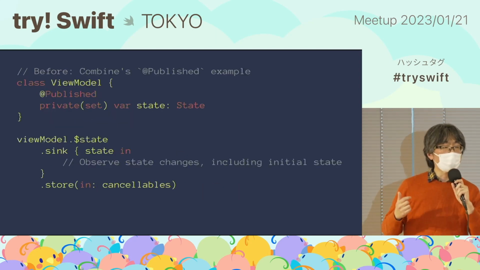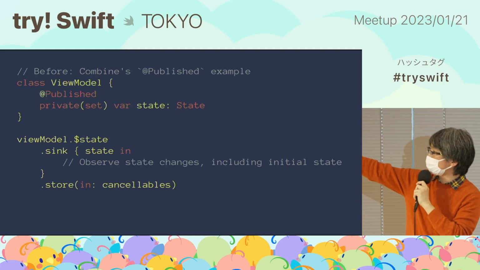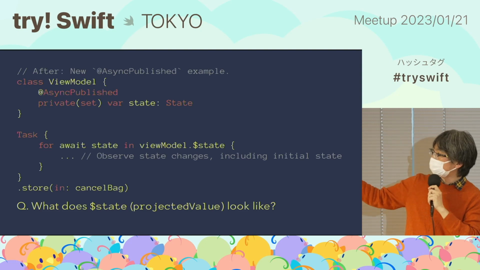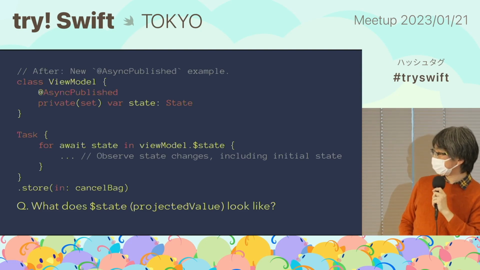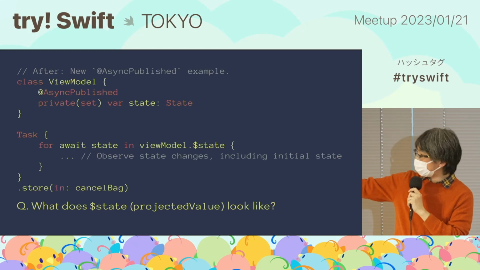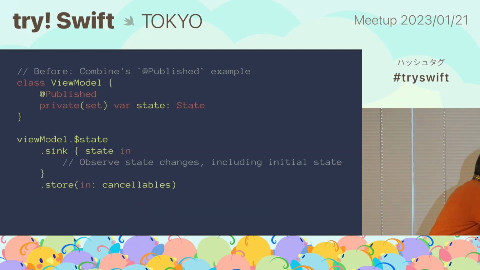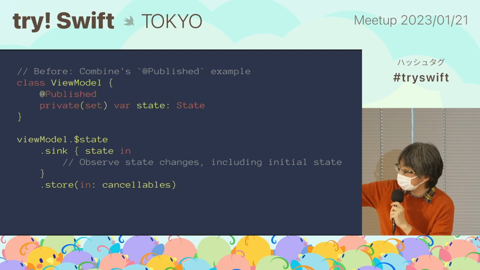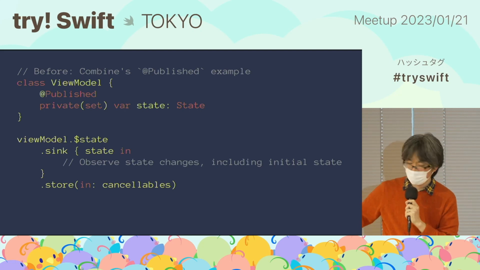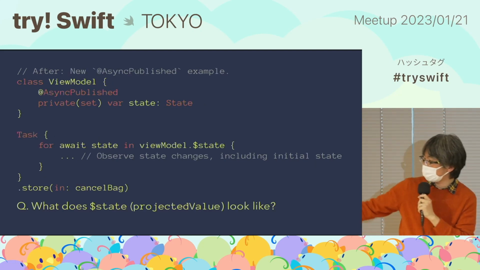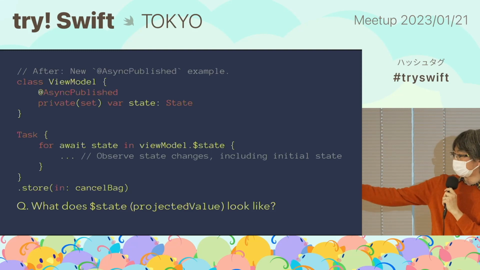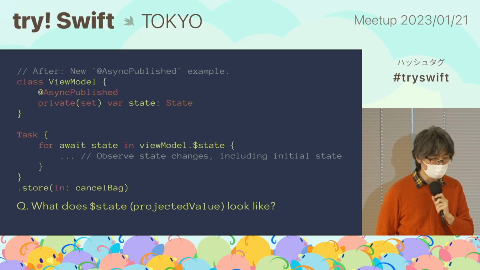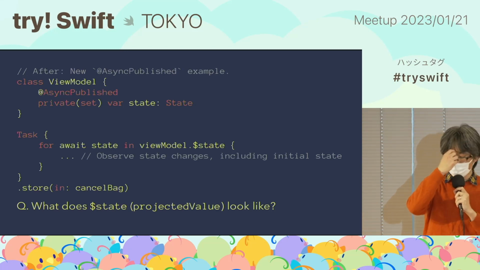So once we have this custom property wrapper ready, we can replace Combine's @Published with the new one. I named it AsyncPublished. Instead of the previous example, which was @Published, where we eventually need to use .sink. This is Combine's API, right? But compared to that, we can now use for await, just like Swift concurrency's async sequence. So this is good behavior. I mean, this has a good API.